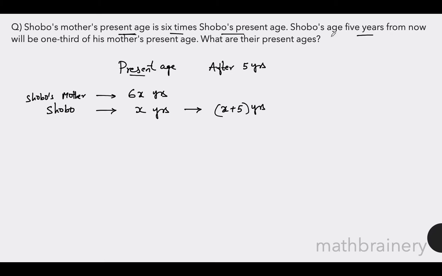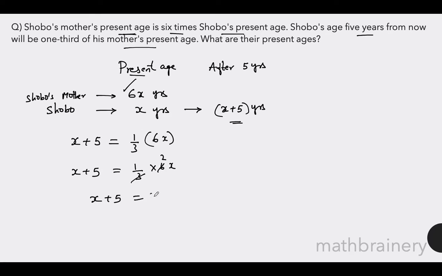Now what is the condition? Shobo's age 5 years from now, that is this x plus 5 years, will be 1/3 of his mother's present age. What is mother's present age? It is 6x. So according to the condition, Shobo's age after 5 years, that is x plus 5, will be 1/3 of mother's present age, which is 6x. Let's simplify now. You have x plus 5 is equal to 1 by 3 times 6x. 3 times 2 is 6. So you have x plus 5 is equal to 2x.